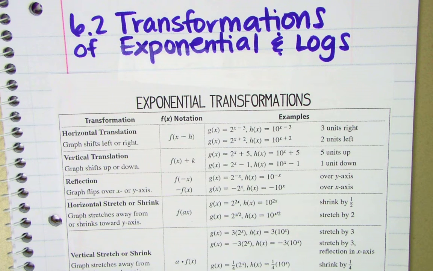Then if it's negative out front, that's over the x-axis, flipping down. If it's a negative in front of the x, up in the exponent, that's going to flip over the y-axis.